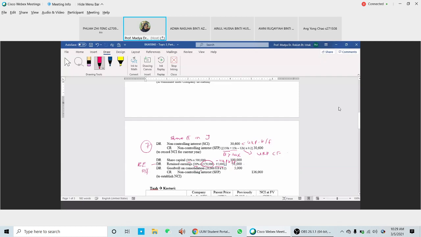Okay, and then goodwill consolidation. Remember that we have 25, 20 to parents, another 5 to the NCI. So you're going to have, or this is another method to calculate. So you're going to have 5 here and then credit NCI 136.